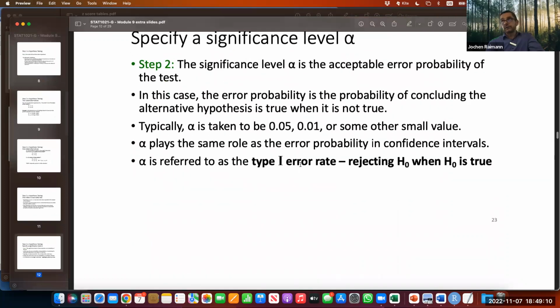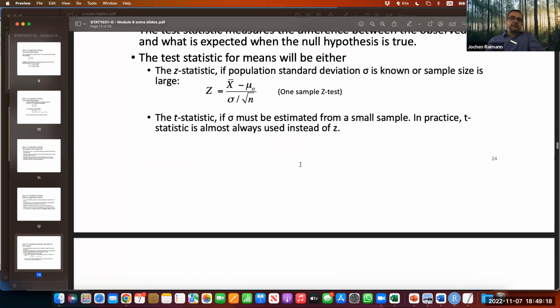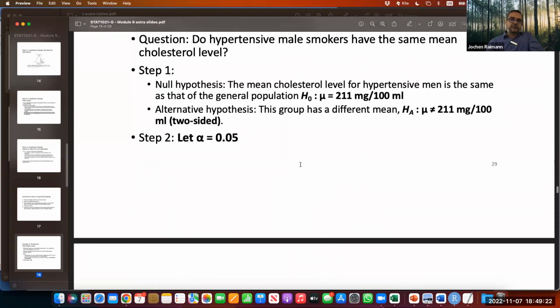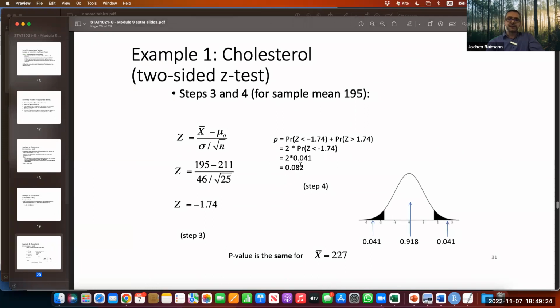I highly recommend these slides; they were posted in module 9, sorry. They graphically outline and walk you through these calculations, how you actually calculate these p-values. And we're going to do this today with an example that I've chosen from Nolan and Heinz's book.